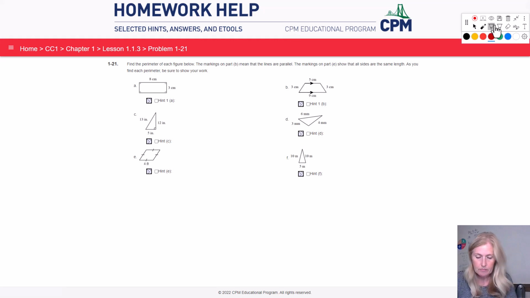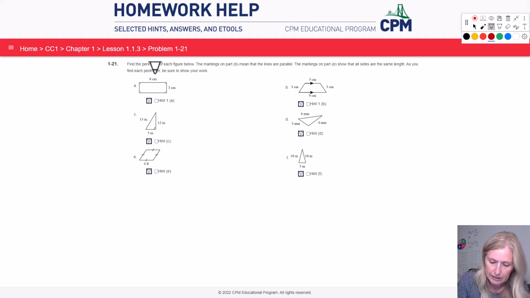Okay. Find the perimeter of each figure below. The markings on part B here mean that the lines are parallel, and the markings on part E, let me look down here, show that all sides are the same length. As you find each perimeter, be sure to show your work. Okay. I am going to look at A. It's a rectangle, so perimeter should be super easy at this point for you because it's just the outside measurements. So you literally just add up all the sides.